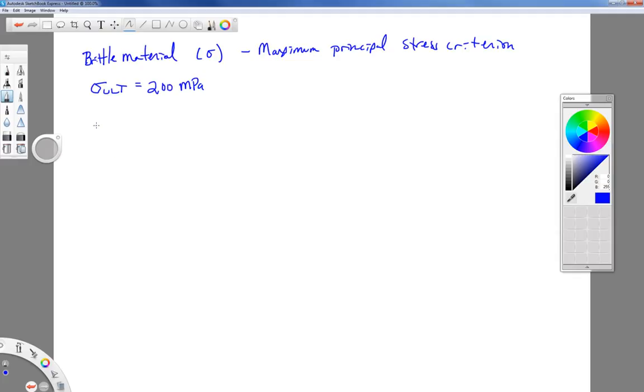The way that you apply the maximum principal stress criterion is that you simply find your biggest principal stress magnitude. So I'm going to write it this way. What this means is you find sigma P1, sigma P2, and sigma P3. You take the absolute value of them, and then you choose the largest. If any of those are greater than or equal to the ultimate strength, then the material breaks. It's predicted to break.